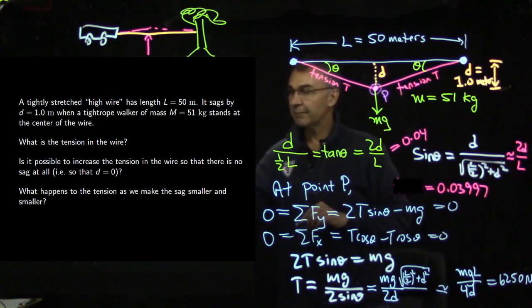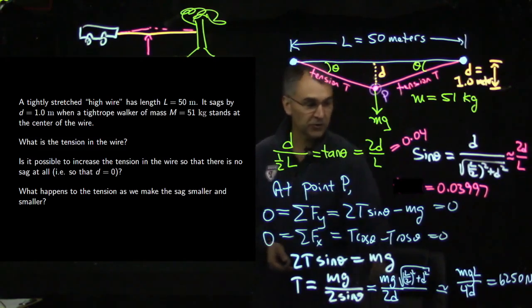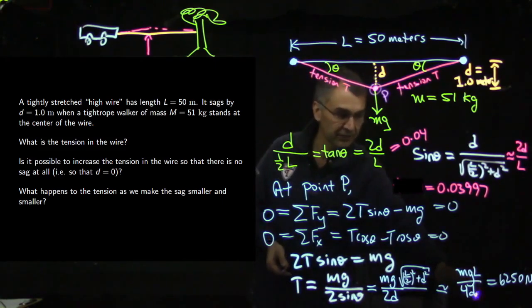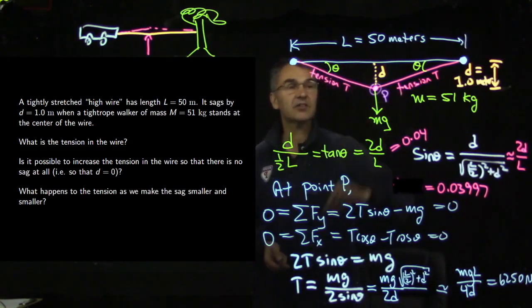Isn't that interesting? What happens to the tension as we make the sag smaller and smaller? Well, you see we have this sine theta downstairs. So as you make the sag smaller and smaller, sine theta gets smaller and smaller. Or alternatively, you could say, you see we have this d, the sag, in the denominator. As you make the sag smaller and smaller, but this weight stays constant, the tension gets larger and larger. So the smaller you make this sag, the larger and larger the tension has to be, so that the vertical component of the tension is enough to balance this weight. That's worth pondering for a minute too.